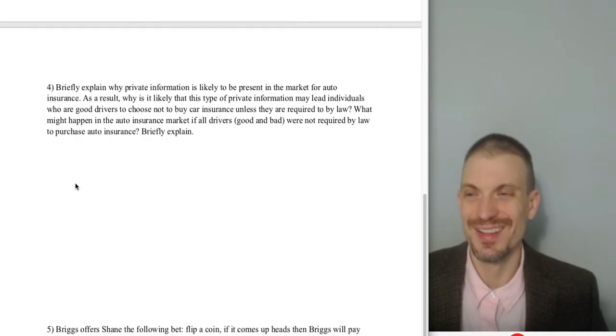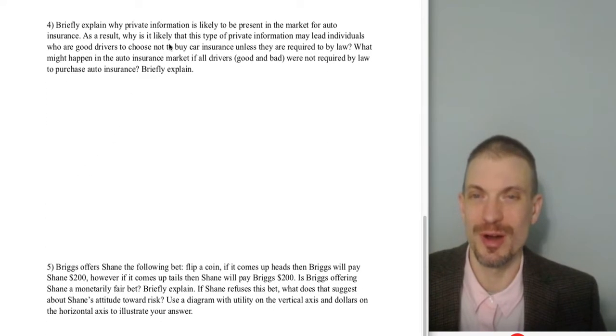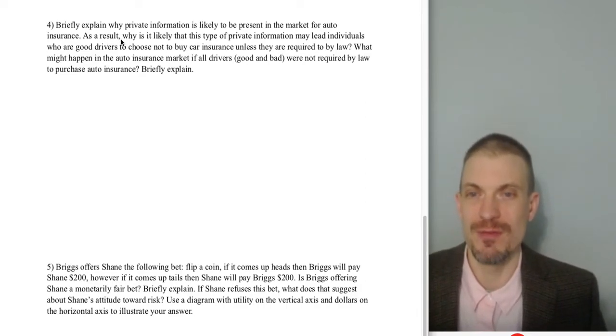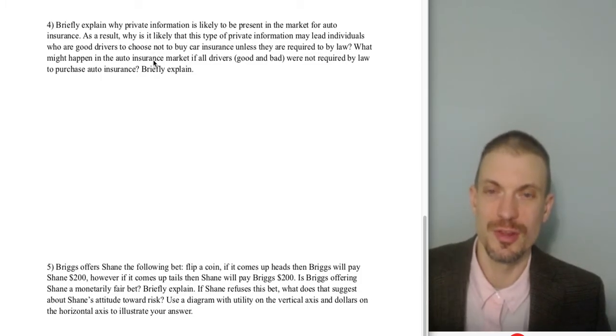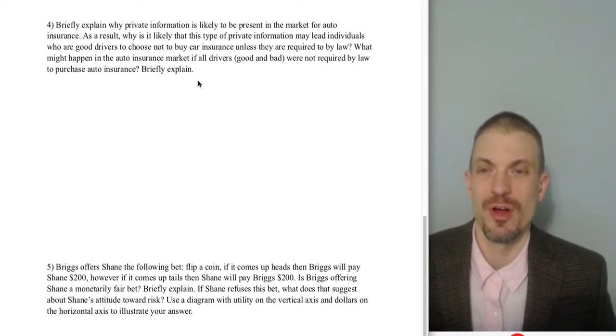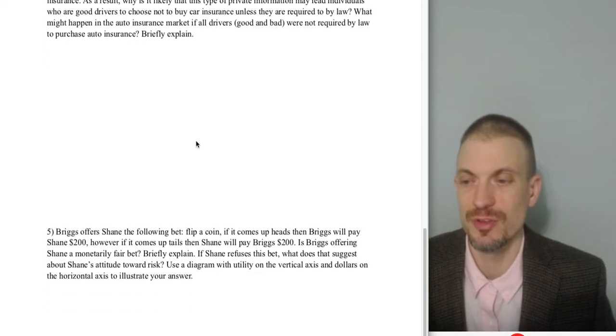And then number four, that's a trick. It's not there. Briefly explain why private information is likely to be present in the market for auto insurance. Explain why it is likely this type of private information may lead individuals who are good drivers to choose not to buy insurance unless required to do so by law. What might happen in the auto insurance market if all drivers, good and bad, were not required by law to purchase auto insurance? Briefly explain.